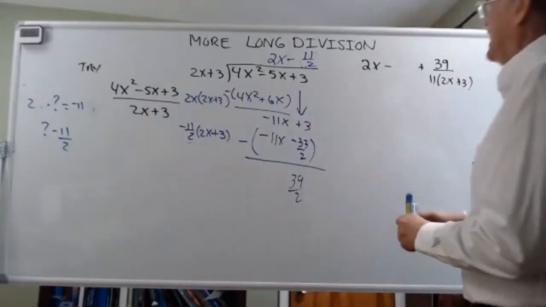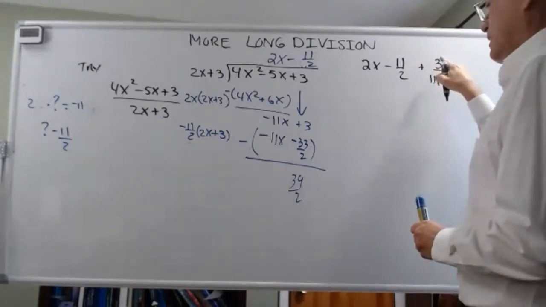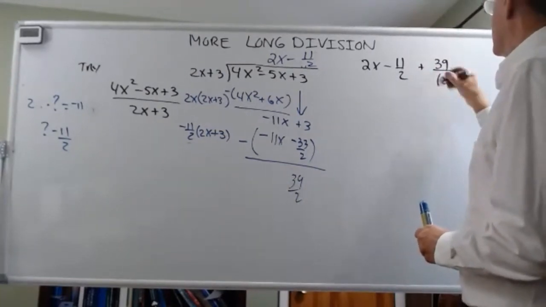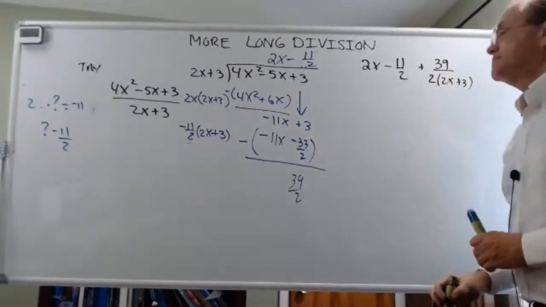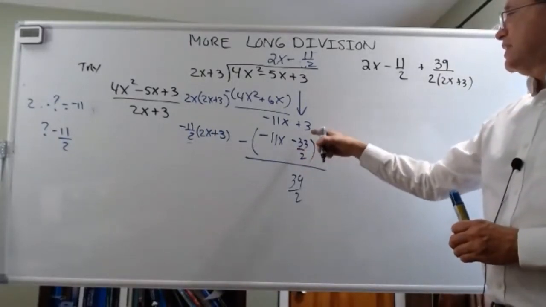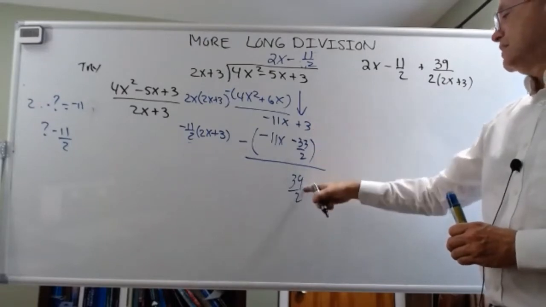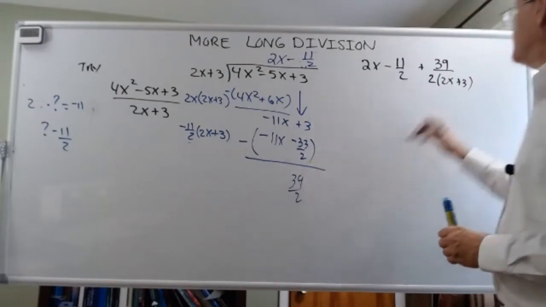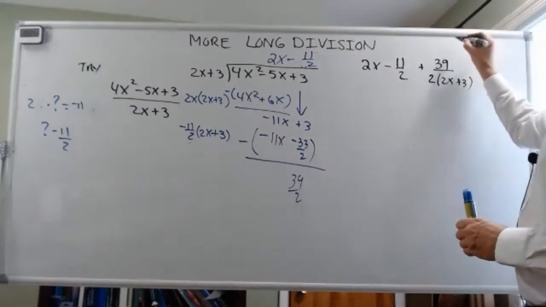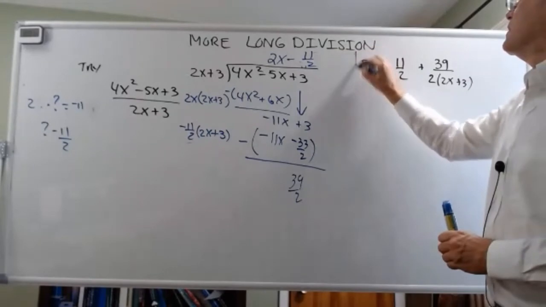I knew there was... I flipped that in my head, but it's a good try. And 39 halves. This is my positive 33 halves. 3 is 6 halves. 33 plus 6 is 39 halves. That's my remainder. So it's always my remainder over my divisor. So that's why I flipped it a little bit there.